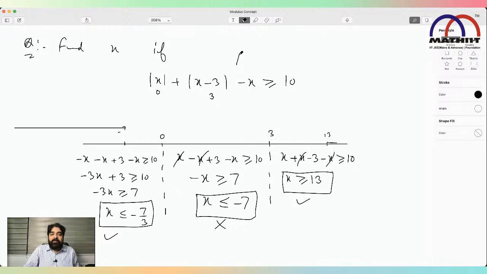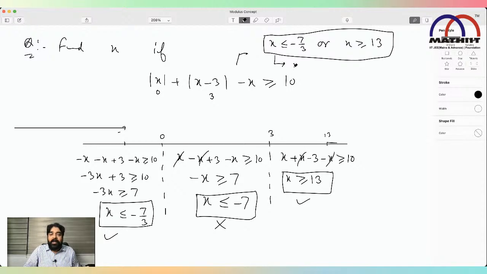So the answer for this question will be X less than equal to minus 7 by 3 or X greater than equal to 13. Be clear. Between the cases, the answer is always an OR. Those who know inequality notation can write it this way: X less than minus 7 by 3 means minus infinity to minus 7 by 3, union, and 13 to infinity. This is how the answer will be written.